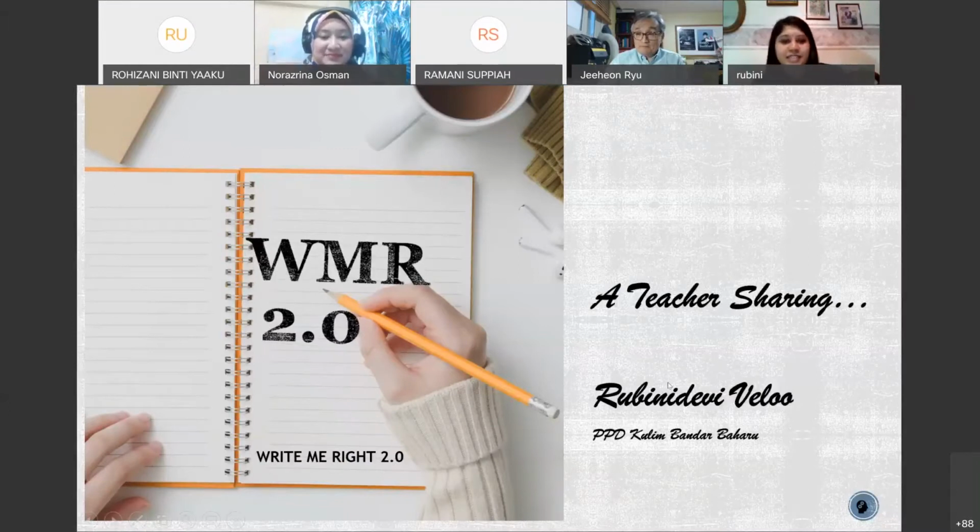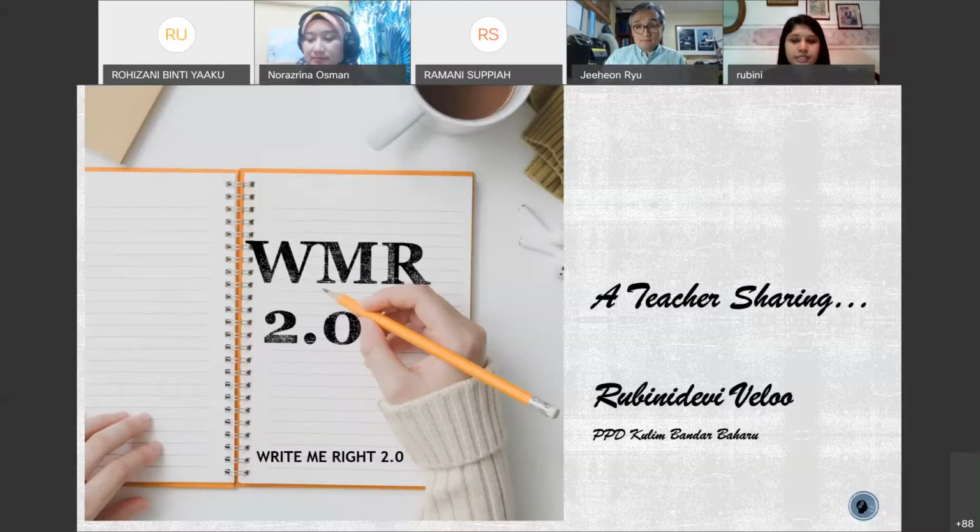Okay, so I'll start. The name of the project is WMR 2.0, the acronym for Write Me Right 2.0. It is actually a teacher sharing session, a strategy of PLC. For the information, I'm sure everyone knows, Malaysia is very well versed in PLC, Professional Learning Community. Everyone knows most of the strategies in PLC. One of the strategies is a teacher sharing session, and out of the strategy comes this project.